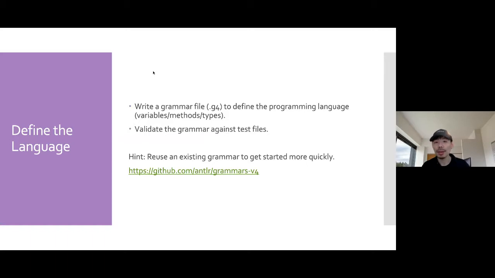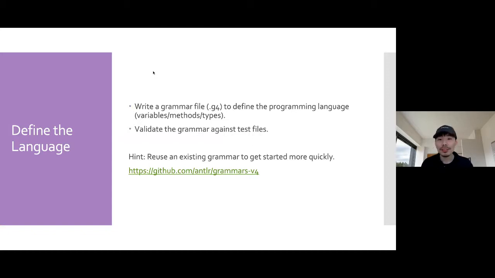So for ANTLR, the first step to develop your own parser is to write a grammar file with the file extension .g4. That's for grammar version 4. We define what the programming language looks like: what the building blocks are, how a variable looks, how methods look, how a type looks. And after that, you need to verify whether you wrote a good enough grammar by testing it against many test files.